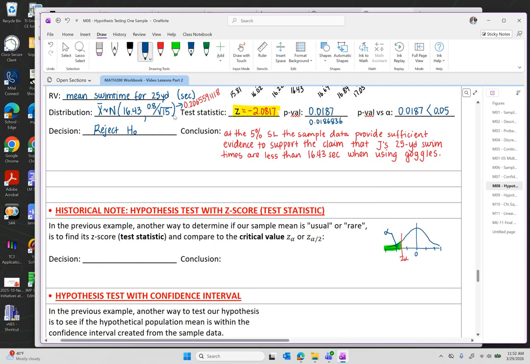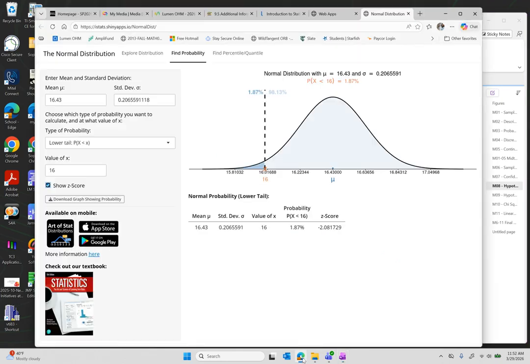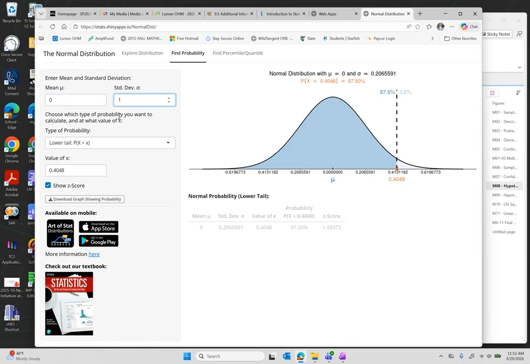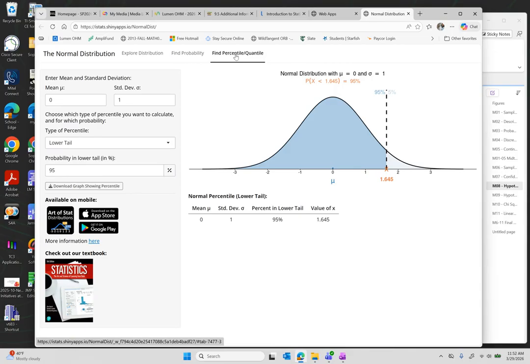So for this one, we will want to go to the standard normal distribution that has a mean of 0 and a standard deviation of 1, and we want to find the percentile or quantile that gives us in the lower tail a probability of 5%. And this will be our z-score. So the z-score, it's called the critical value, is z equals negative 1.645.